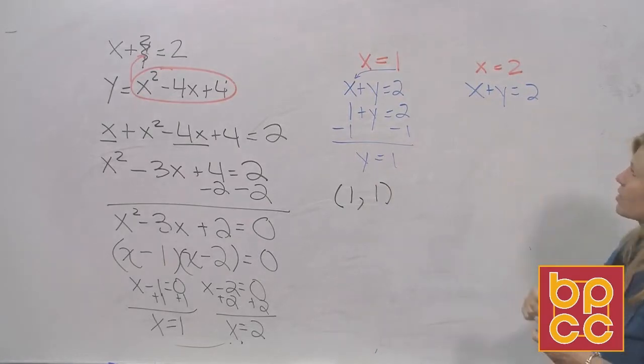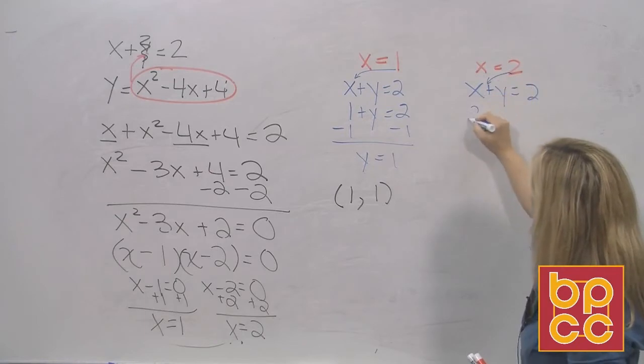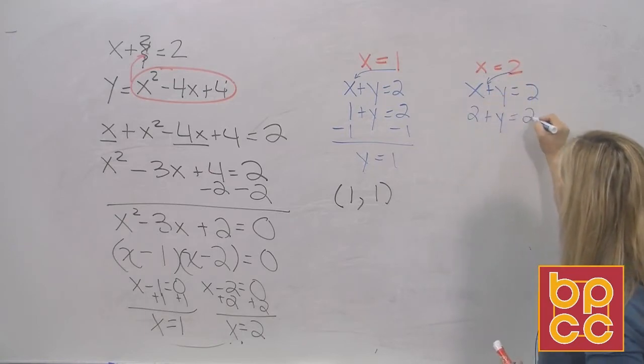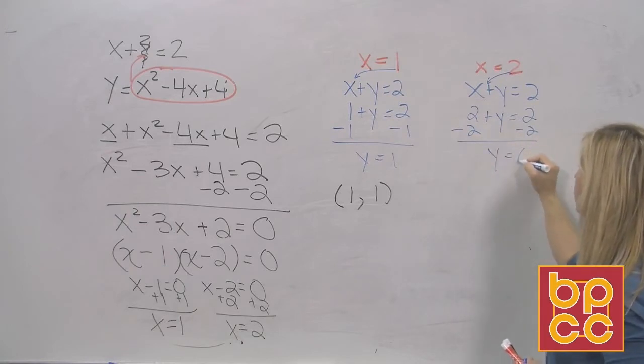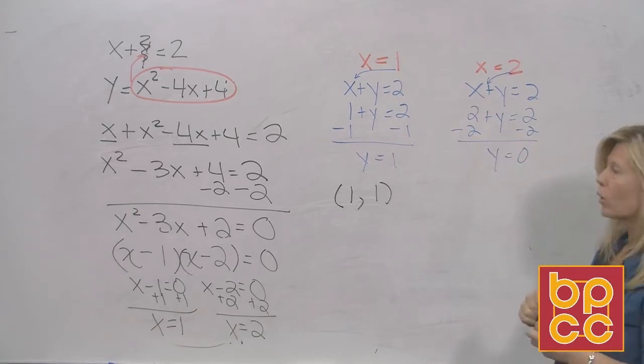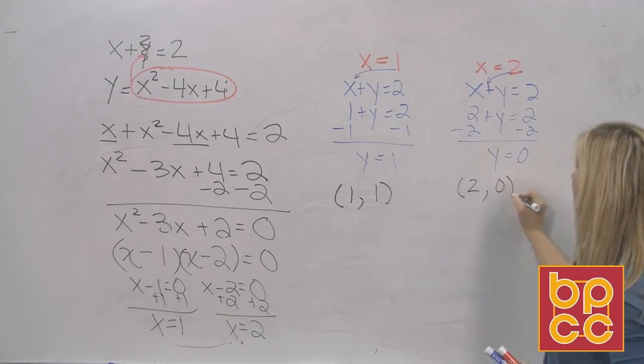Now let's go do the second solution. Using the same linear equation, now I'm going to use x is 2. 2 plus y equals 2. Subtract, y equals 0. So again, write your ordered pair. X is 2, y is 0.